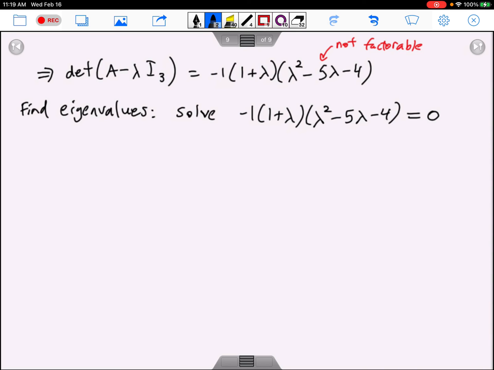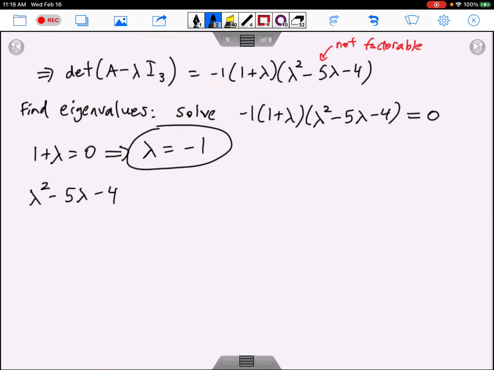How do you solve an equation like this? Remember, take each factor and set it equal to 0. You don't have to worry about the -1 because it's just a constant. So let's start with 1 plus lambda equals 0, which means that lambda is equal to -1. This is one of our eigenvalues. Now, what about the next one? We've got lambda squared minus 5 lambda minus 4 equals 0.